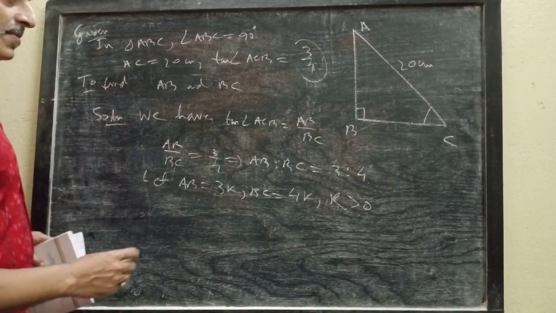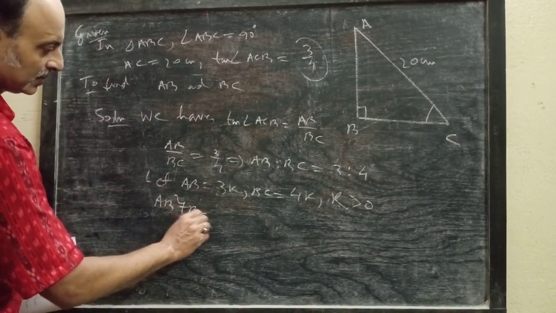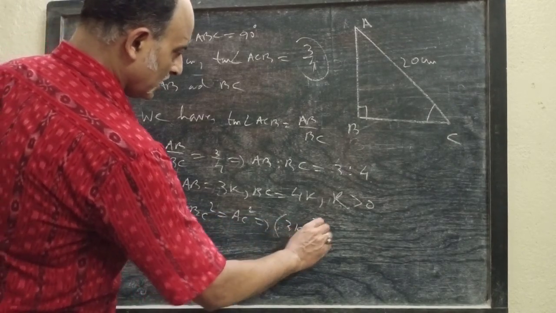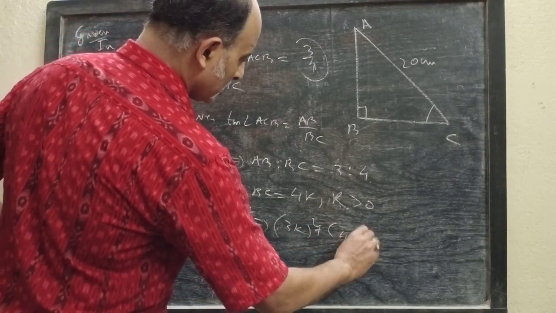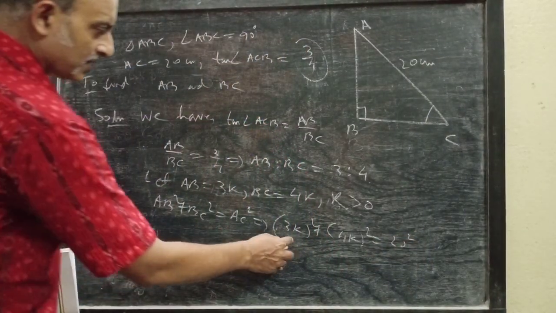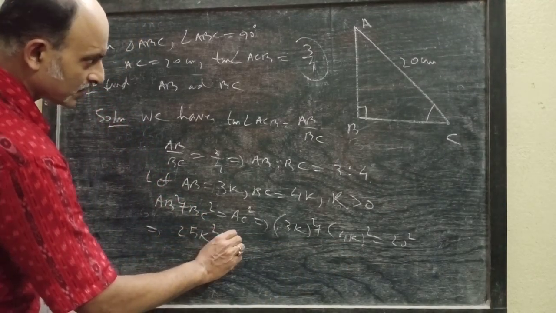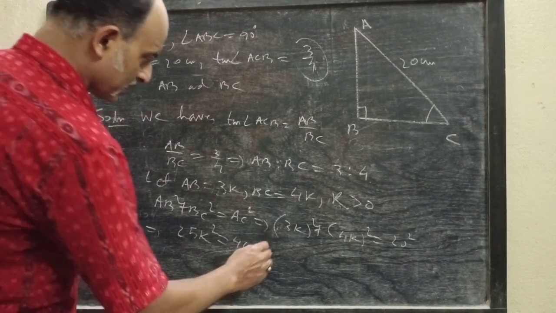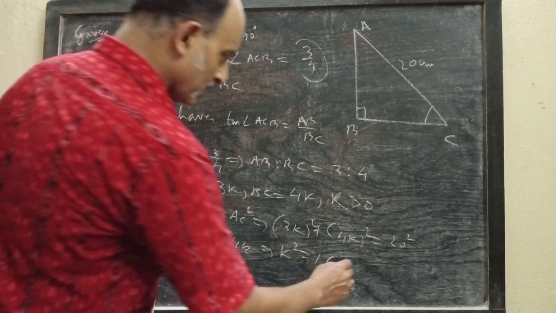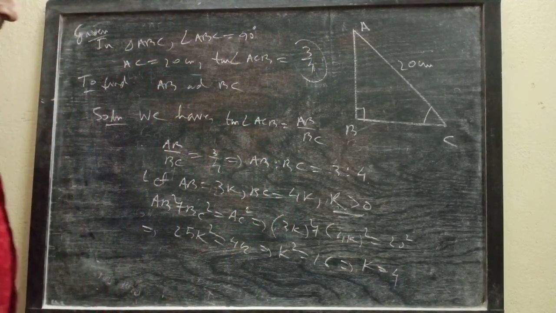Now, as ABC is a right triangle, by Pythagoras theorem we can write AB square plus BC square equals AC square. Your AB is 3K, 3K whole square, BC is 4K, 4K whole square equals AC is 20 square. Look, this is 9K square, this is 16K square. If we add them, we get 25K square equals 400. Then we get K square equals 16 because 400 by 25 is 16. That implies K equals 4. Minus 4 is rejected because K is considered to be positive. K equals 4.